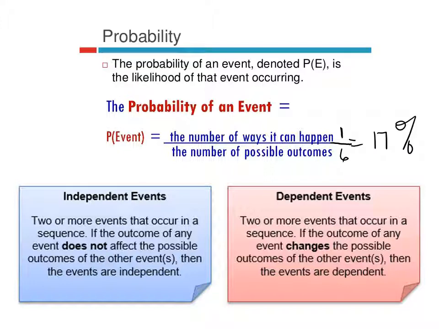The difference between independent events, which is what we're talking about in this unit, and dependent events, which is probably what will happen next year in grade 9. Independent means that those two events occur in a sequence, one after another, and the outcome of one does not affect the outcome of the other. Whereas dependent events, the outcome does change the next event.